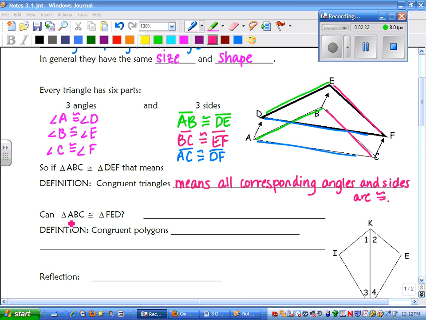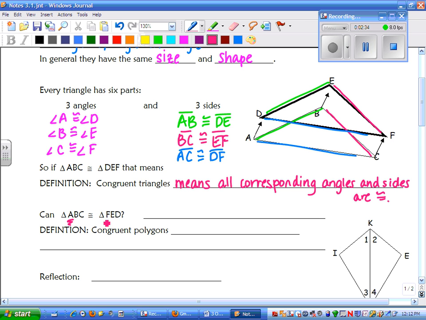So looking at this question right here, can triangle ABC be congruent to triangle FED? Well, does angle A equal angle F? Angle A is here, F is over here. So actually these are not congruent, so this cannot work. Reason why? Because order does matter in the congruency statement. Order matters, and angle A is not congruent to angle F.